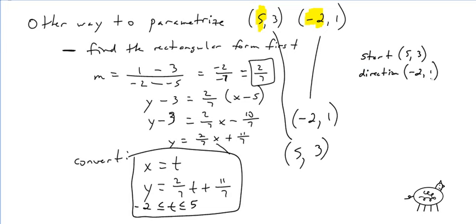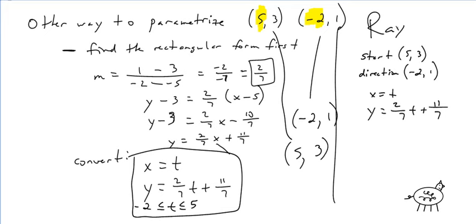All right, so everything is going to be the same. We're going to come up with the exact same equation. We're still going to have x equals t, and we're still going to have y. We're going to come up with the same equation with the same slope. So it's 2 sevenths t plus 11 over 7, and this is, of course, for our ray.